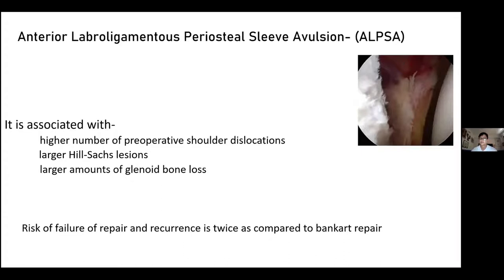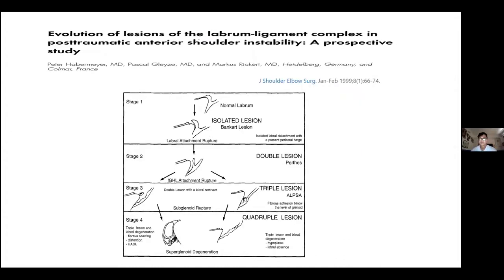There was an article published in 1999 explaining this double, triple and quadruple lesion. It is not so popular, but it shows how the pathology progresses on the glenoid margin and the labral tissue. It starts most of the time with a simple Bankart lesion. Then it may be, as we talked, the Perthes lesion, which is called a double lesion, or it may be a triple lesion, which is an ALPSA. And sometimes a pathological change occurs within the ALPSA lesion, and that is called a quadruple lesion.